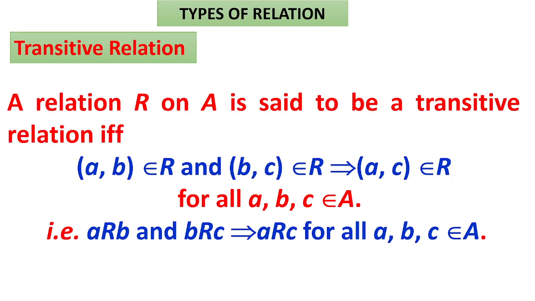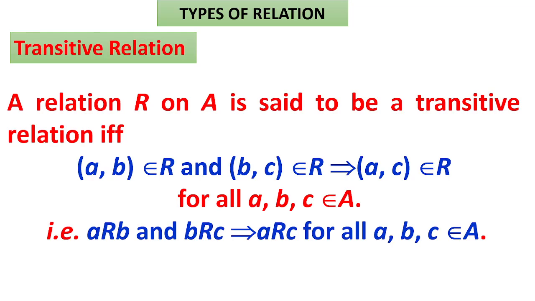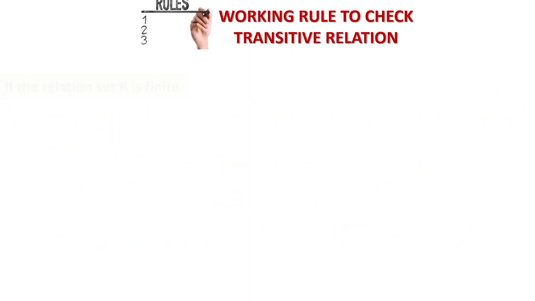But we have already used this transitive relation in lower class. Therefore, the relation is: first is related to the second, second is related to the third, therefore 1 and 3 are related. We are writing it as A R B and B R C, that is, A related to B and B related to C. Therefore, we are concluding that A is related to C. Good. We are now going for the working rule.